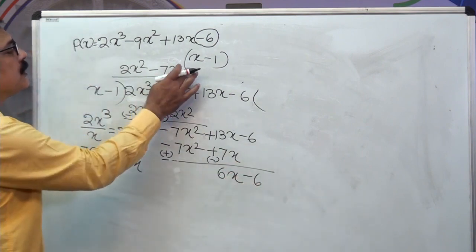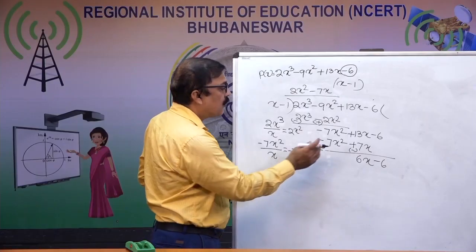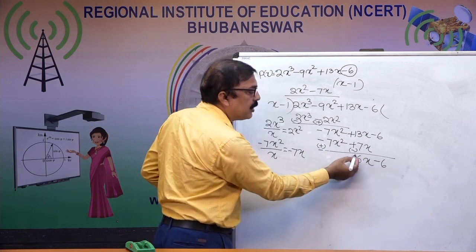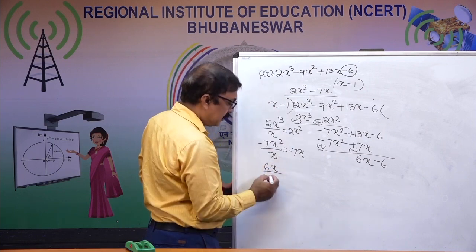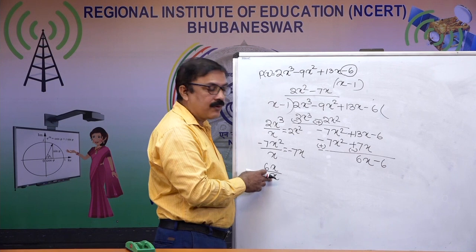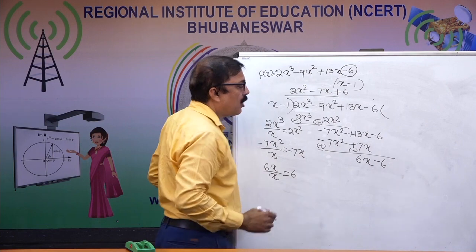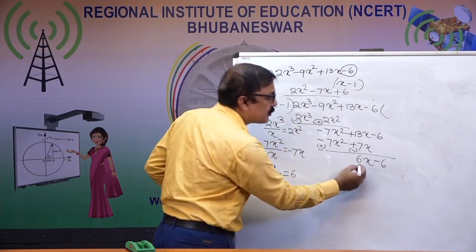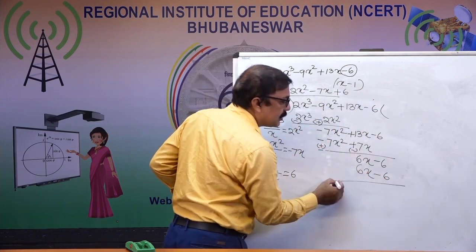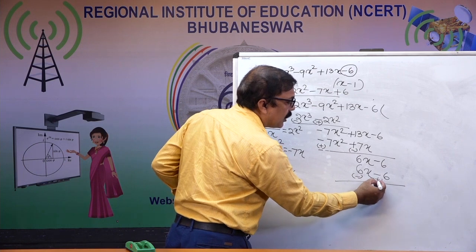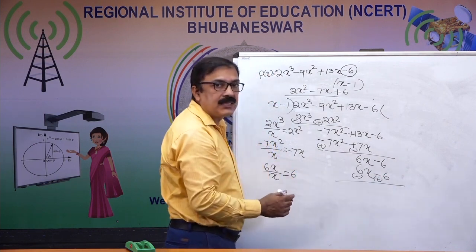Now the time for the third term of the quotient. The first term of the new dividend is 6x. So 6x by x, the first term of the divisor, gives 6. So this is plus 6. So 6 into x gives 6x, and 6 into minus 1 gives minus 6. So by changing the sign, we get 6x minus 6x is 0, minus 6 plus 6 is 0.